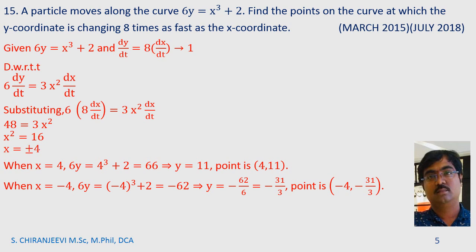When x equals minus 4, 6y equals minus 4 cube plus 2, which is minus 62. So y equals minus 62 by 6, which is minus 31 by 3. The point is (-4, -31/3). Very important problem.